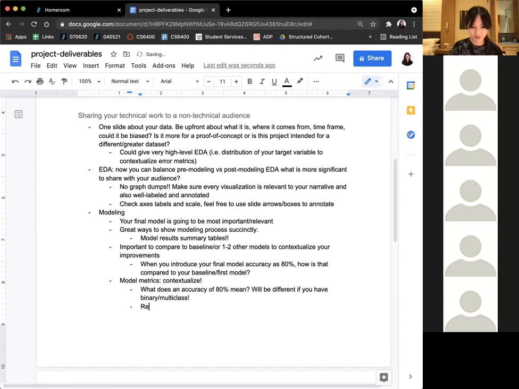If you are looking at recall, are you looking at an average recall over all of your classes, or are you looking at the recall for a specific class? And what does an 80% recall on class 2, for example, mean?